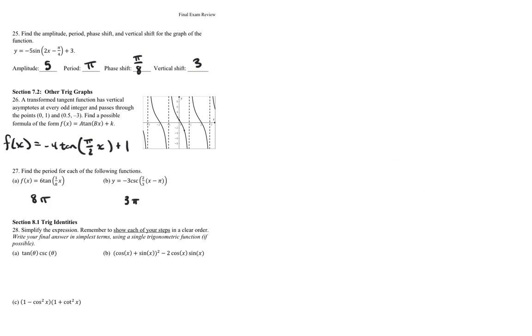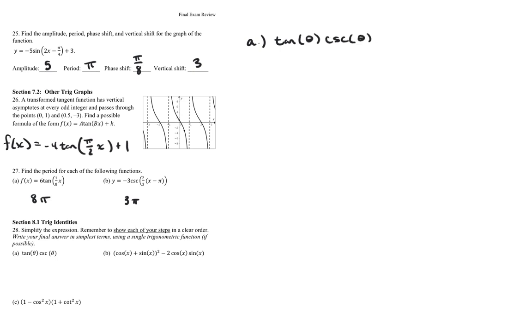For question number 28, we're going to simplify the expression, and remember to show each of our steps in clear order. Write your final answer in simplest terms using a single trigonometric function if possible. So for part A, we have tangent theta times cosecant theta.